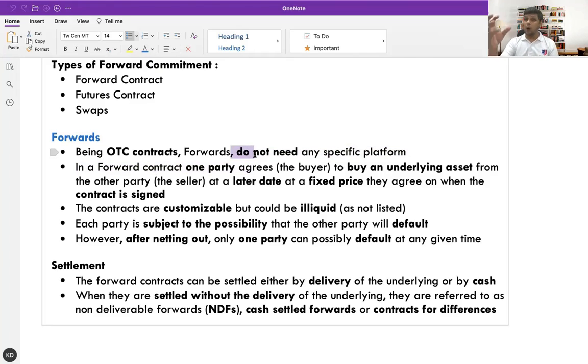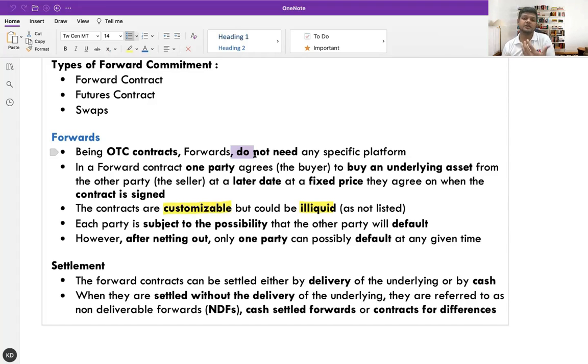In a forward contract, one party agrees to buy the underlying asset from another party at some point of time in the future at a fixed price. So let's say I'm going to buy that ticket from you after 1 month at a price of, let's say, $100 now. We decide $100 now, but I don't pay you $100 now. I will pay you $100 on maturity and get the ticket. Clear? These contracts are customizable, but therefore they are also illiquid, which we discussed.